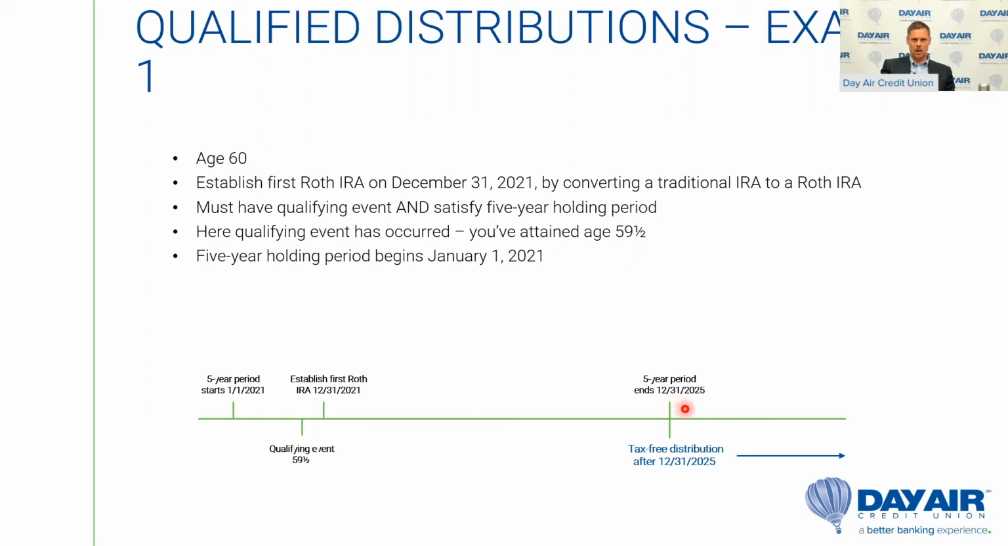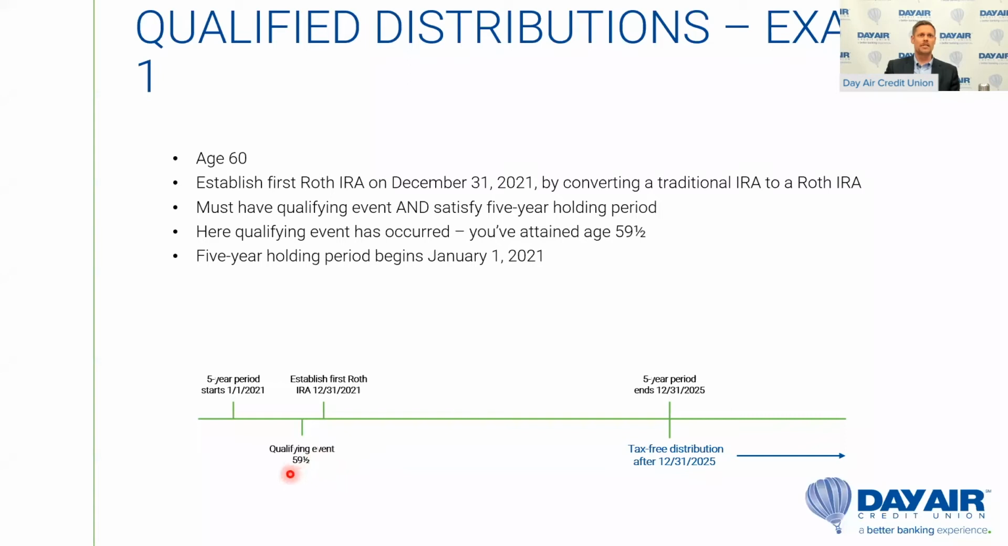Now, I did say earnings would be tax-free. How about the contribution itself? Well, one unique feature of Roth IRAs is that the contributions are always tax-free. So no matter your age, if you are able to make a Roth contribution, you can always pull that money back out tax-free.